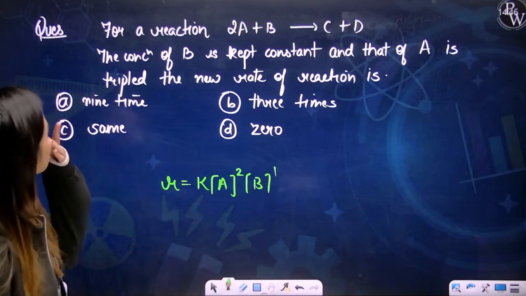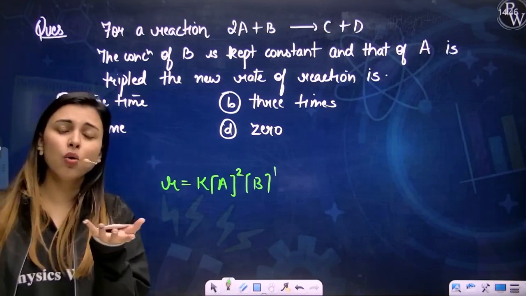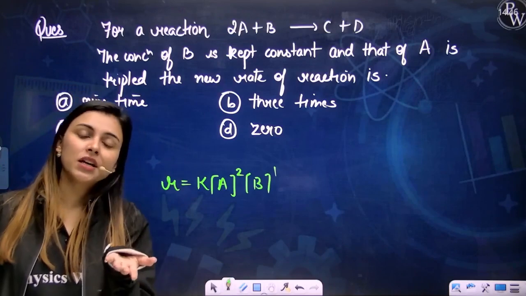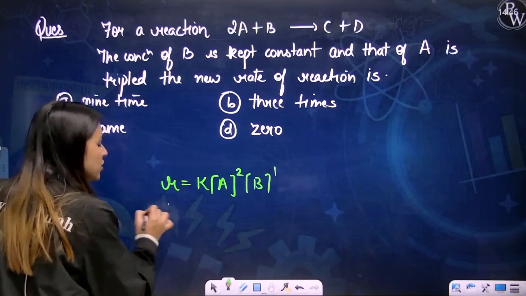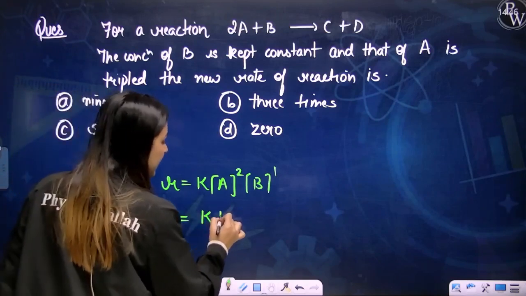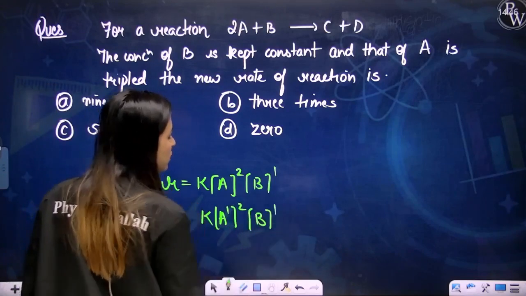It says that the concentration of B is kept constant and that of A is tripled. Somehow they increased the concentration of A and they in fact tripled it. What will be the new rate? That we have to tell. So definitely the rate will change. Let us say it is R dash, and this would be equal to K into A dash, the new concentration, raised to the power 2, into B concentration, which is the same. So this would be 1.